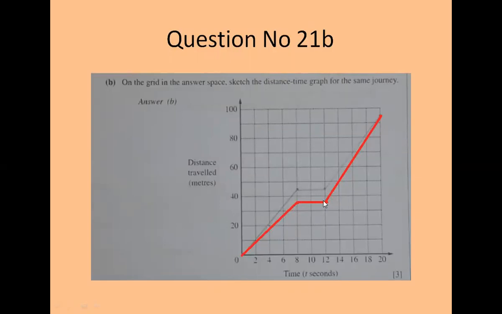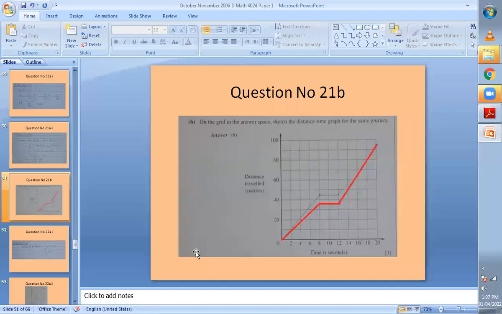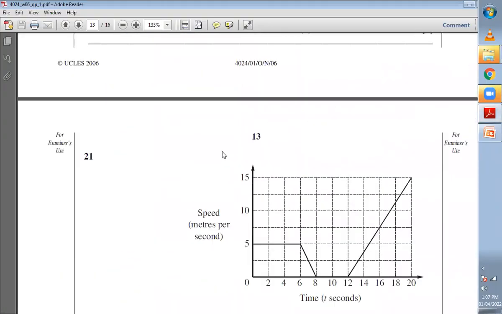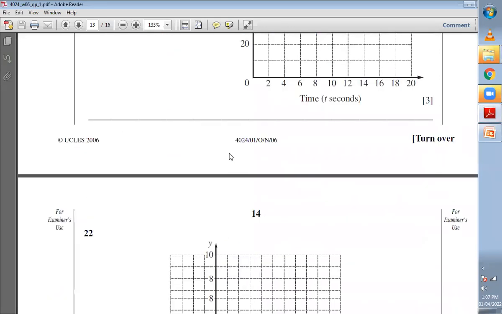From 8 to 12, they do not move, so it will be a horizontal line. It's a distance time graph. And from 12 to 20, they reach 95. So put a dot here at 95 and then join them. So this red one is the correct graph. Hopefully you understand how we have done this. Okay, so that was the B part, and this was a 3-mark question. So question number 21's 3 marks are done.